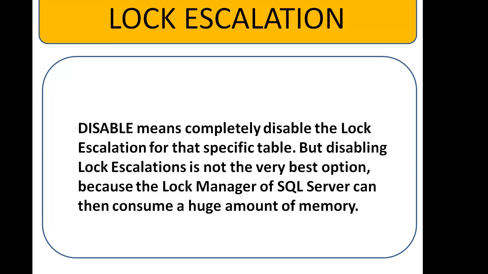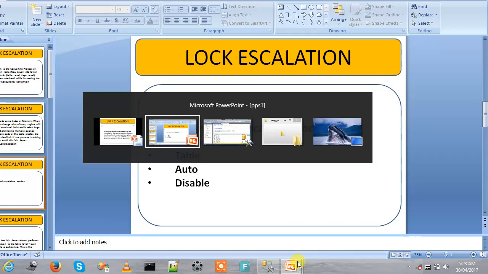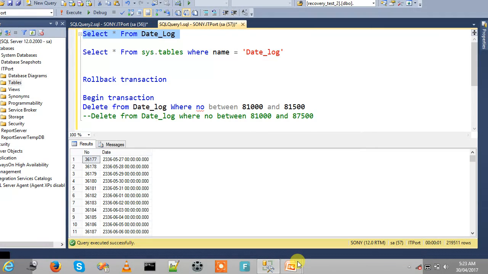Third one is disable. Disable means completely disable the lock escalation for the specific table. So it acquires row level locks, but disabling lock escalation is not the very best option because the lock manager of SQL Server can consume a huge amount of memory. Let us check with the types.